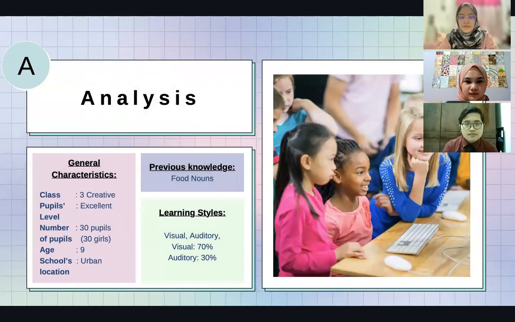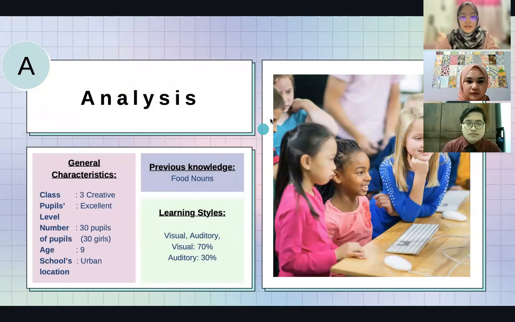The first A for the Azure acronym is analysis. The first step in planning is to specifically identify the users of the website. So we have categorized it into three, which are general characteristics, previous knowledge, and learning styles.